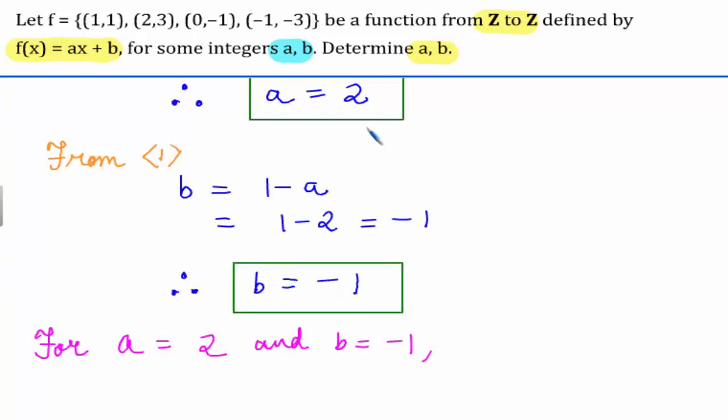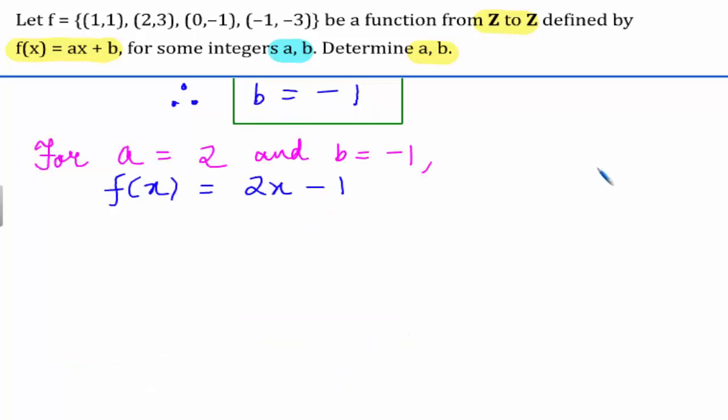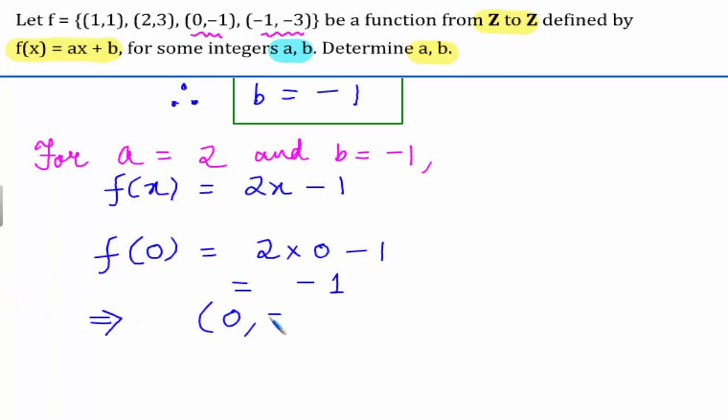Now, for a is equal to 2 and b is equal to minus 1, f of x will be equal to 2x minus 1. Now, let us verify whether the ordered pairs 0, minus 1 and minus 1, minus 3 are contained in f. Now, f of 0 is equal to 2 into 0 minus 1, that is equal to minus 1. So, this implies that 0, minus 1 belongs to f.